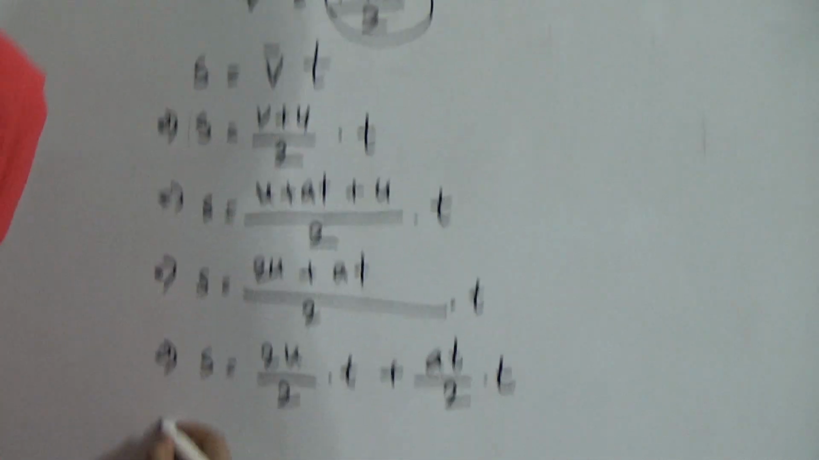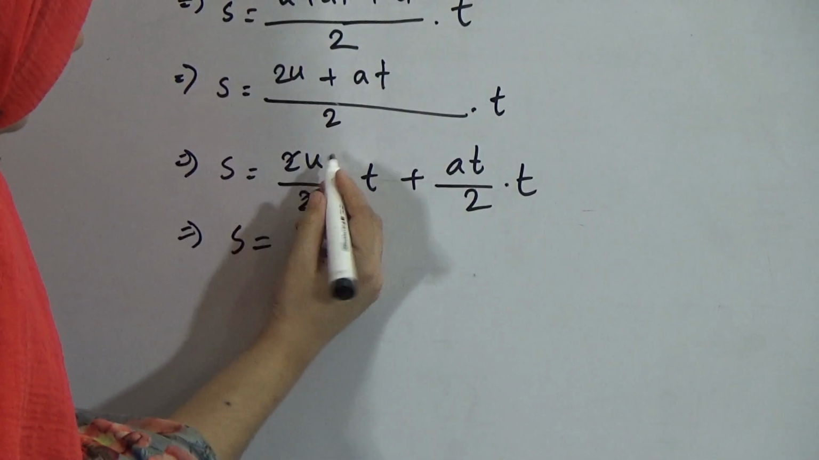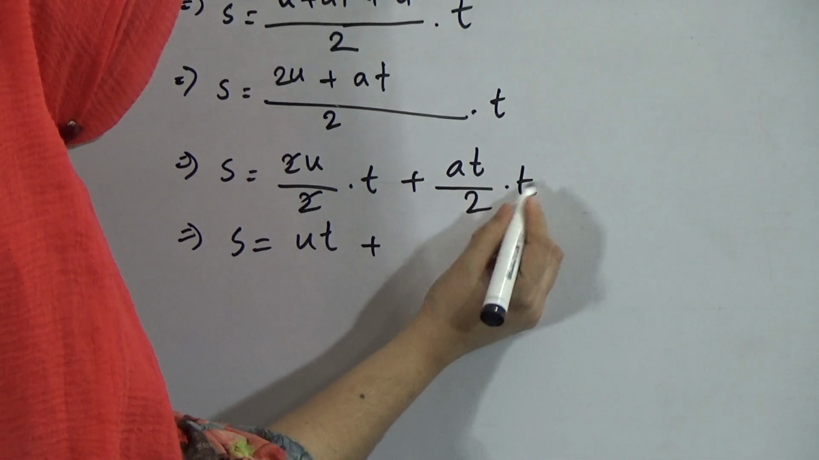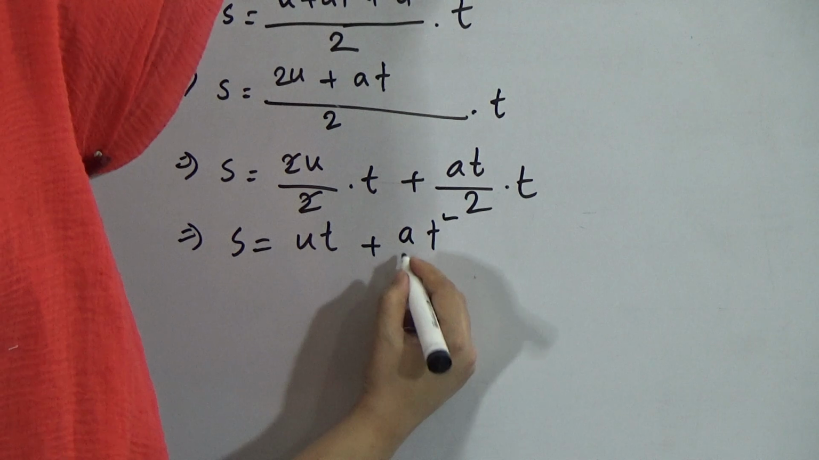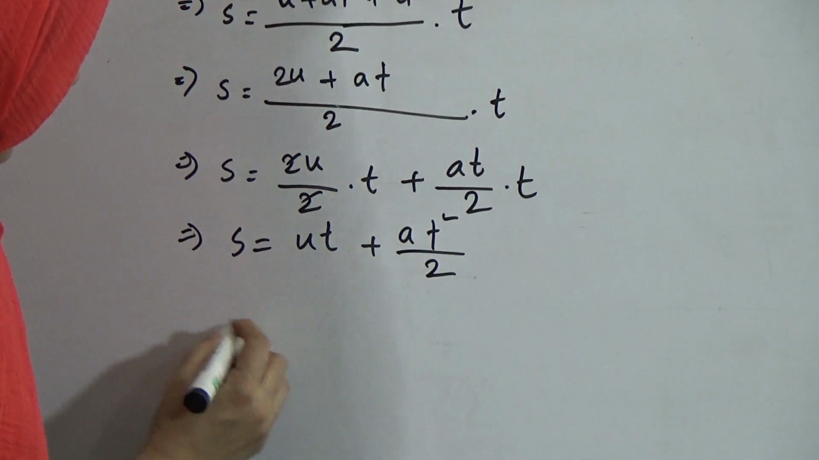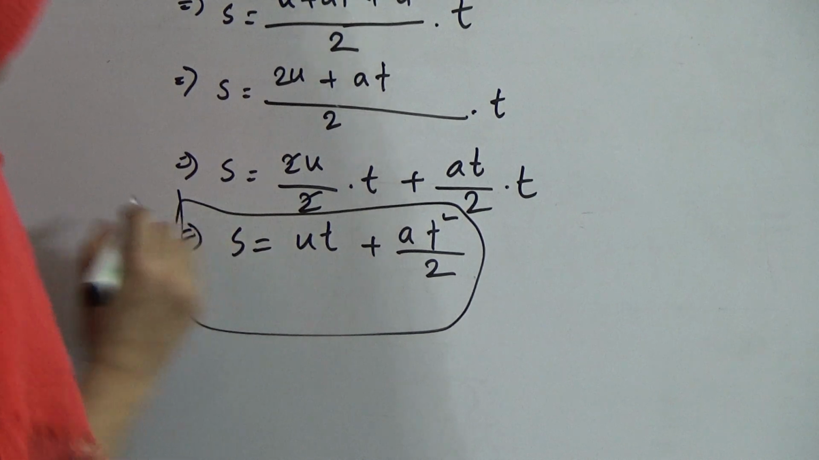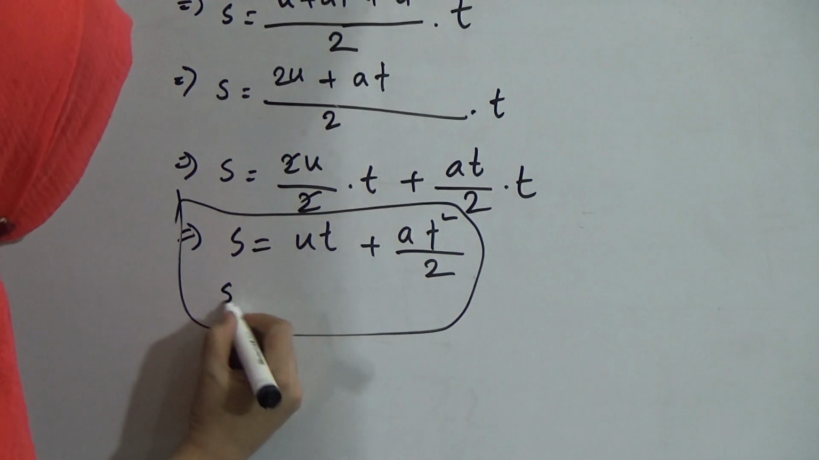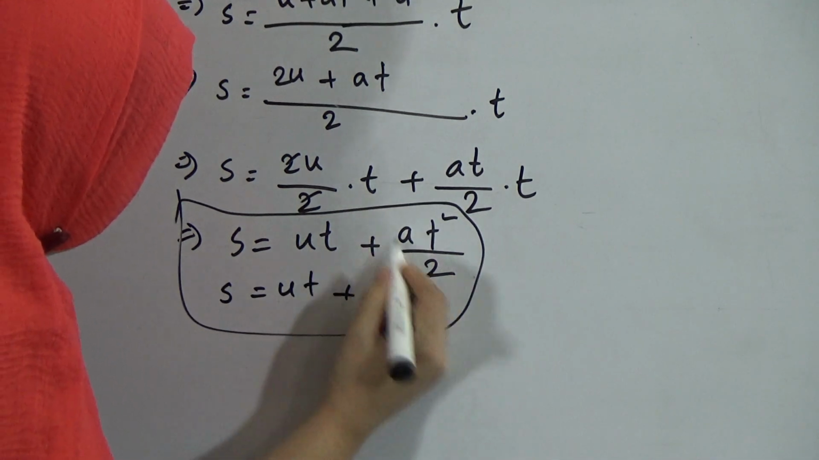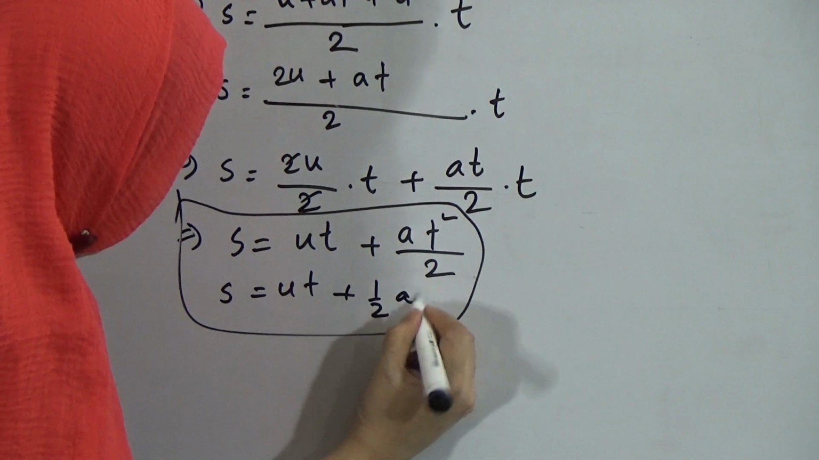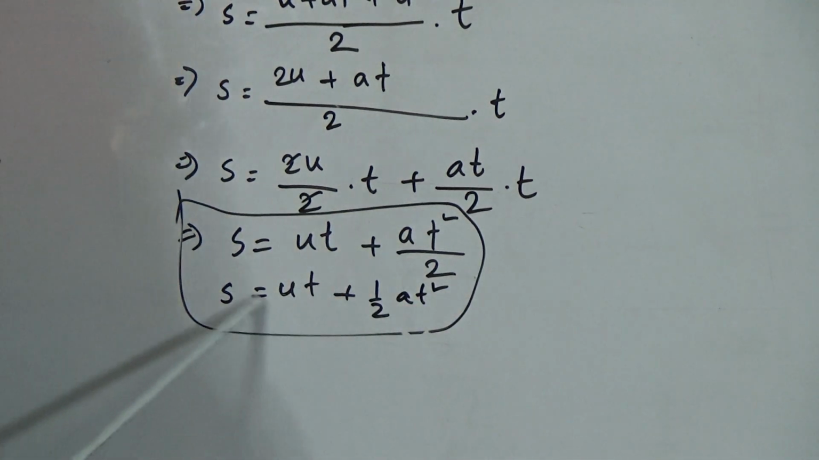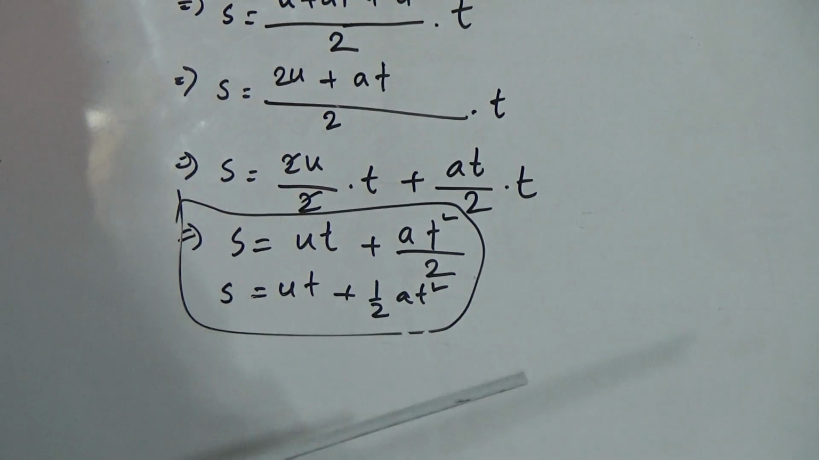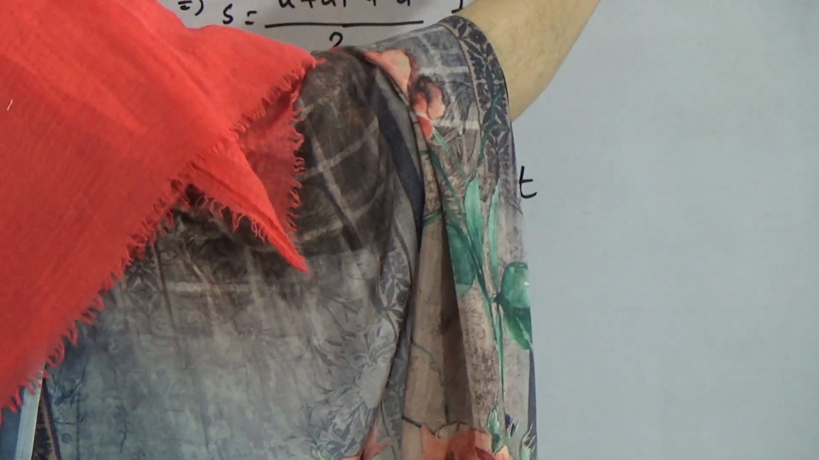Now s equals u into t, that means ut, plus at into t, that means at square divided by 2. My dear students, this is our third equation: s equals ut plus half at square. Now I will prove equation number 4.